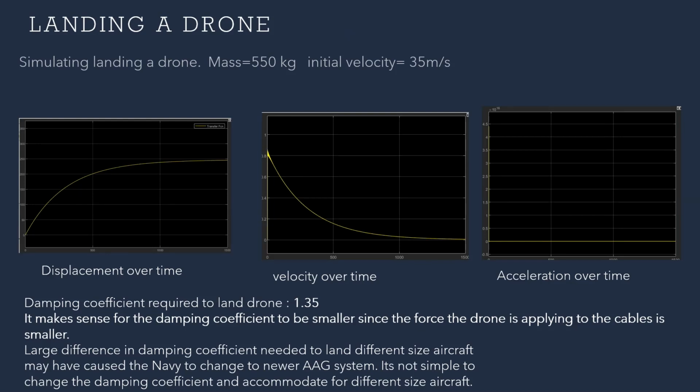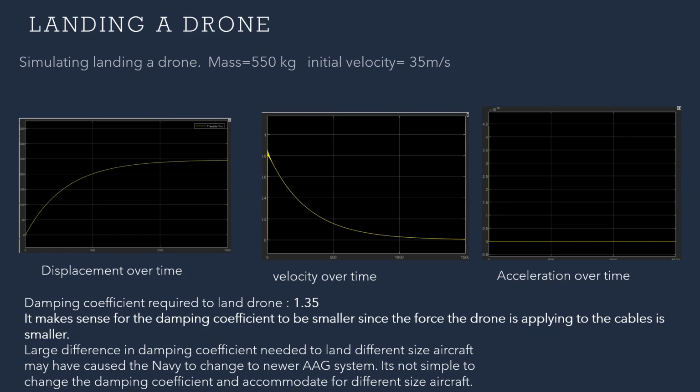As you can see here, the mass is a lot smaller and the initial velocity is also a lot smaller. Using the transfer function previously derived, all we had to do was change the mass and the initial velocity, put that into Simulink, and output these graphs: the displacement, velocity, and acceleration. Displacement, as we mentioned before, has to be kept under 250 meters. After manually tuning this system as well, I was able to come up with a coefficient of damping of 1.35. It makes sense that the damping coefficient is a lot smaller since the drone is coming in at a much slower velocity, and it has a much smaller mass.